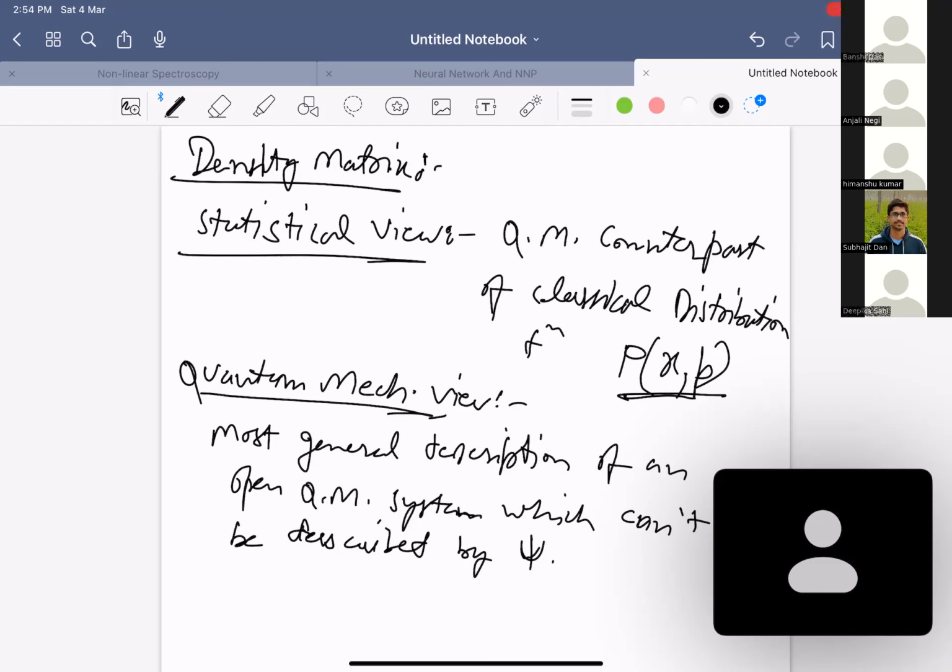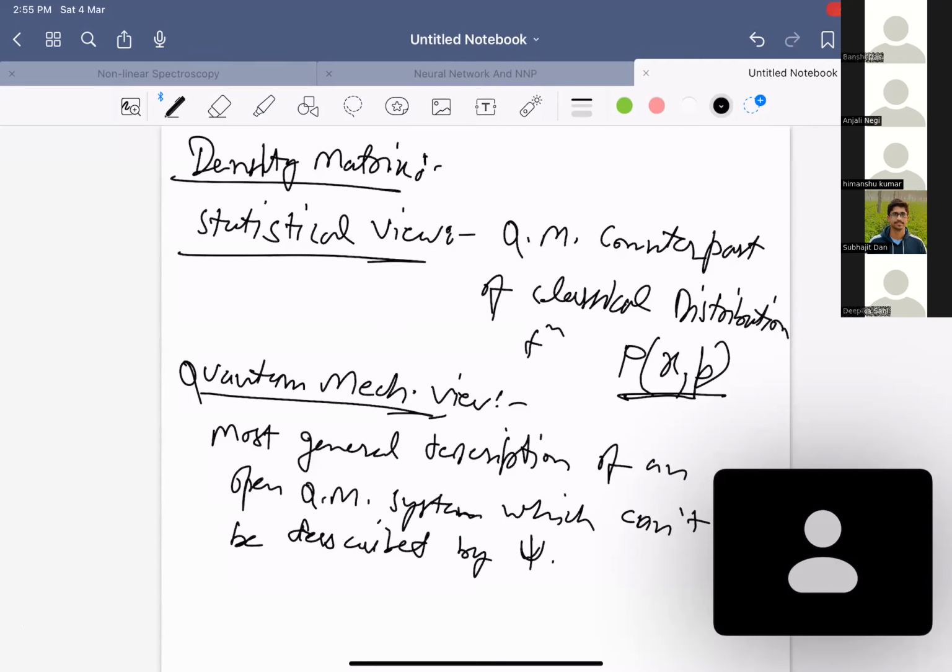So in quantum mechanics, the density matrix is like the counterpart of that classical distribution function. It actually defines how we find that particular quantum mechanical particle in a particular state, given by its specific probability. We'll also see that in detail. So these are the two views of defining a density matrix.